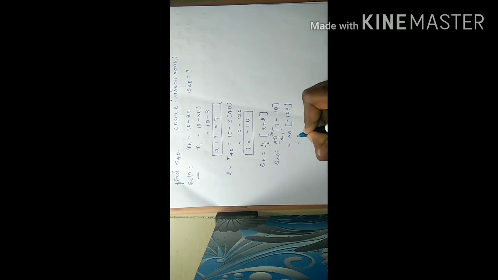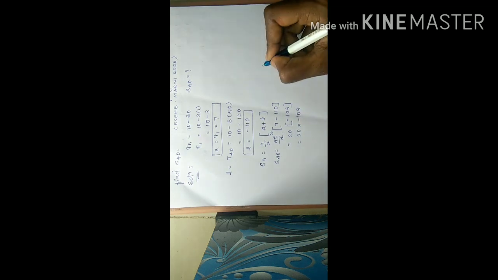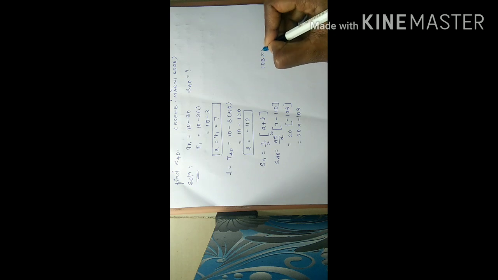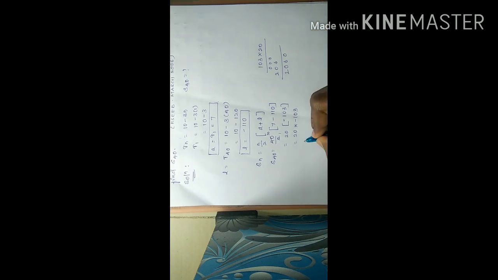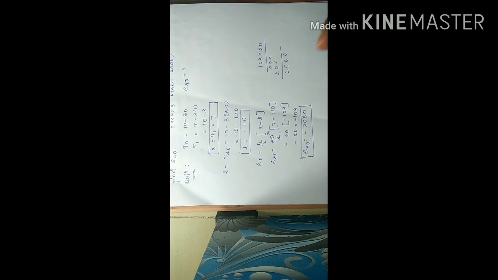So now 20 into minus 103. 103 into 20, multiply this. 2 threes are 6, 0, 2 ones are 2. So that is minus 2060. So sum of 40 terms is minus 2060.